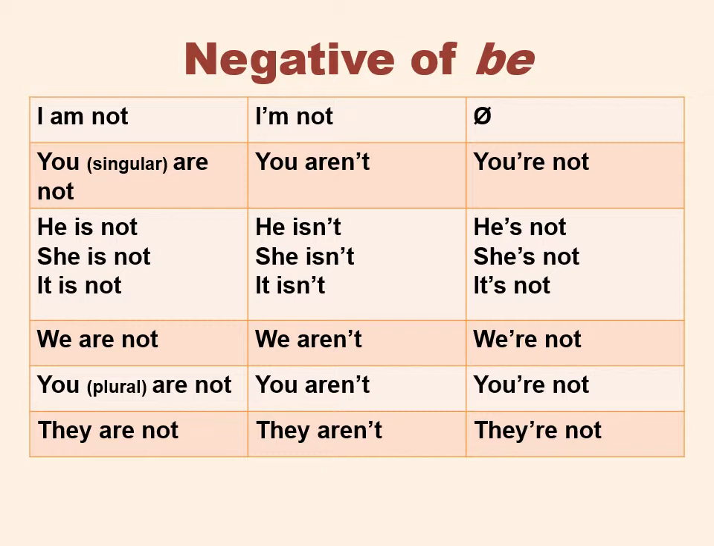In first person plural, we are not, we have again two alternatives. We aren't, where we contract the verb are plus not, or we're not, where we contract the pronoun we with are. You plural is the same as you singular, so we have two possibilities. You aren't or you're not. And finally, third person plural, they are not, can be contracted they aren't or they're not.